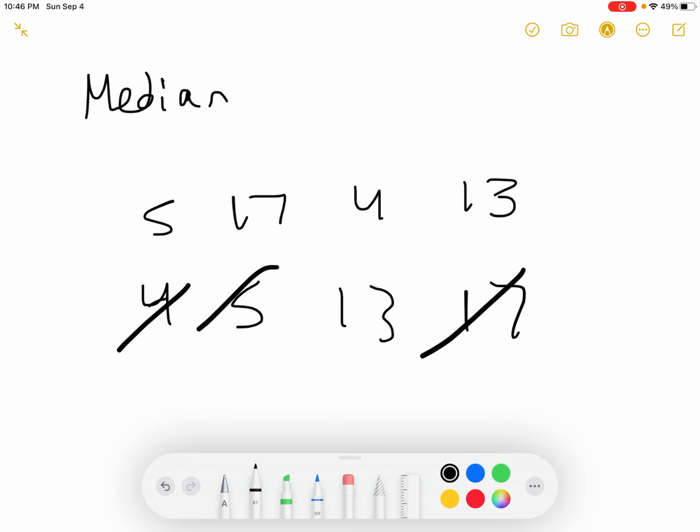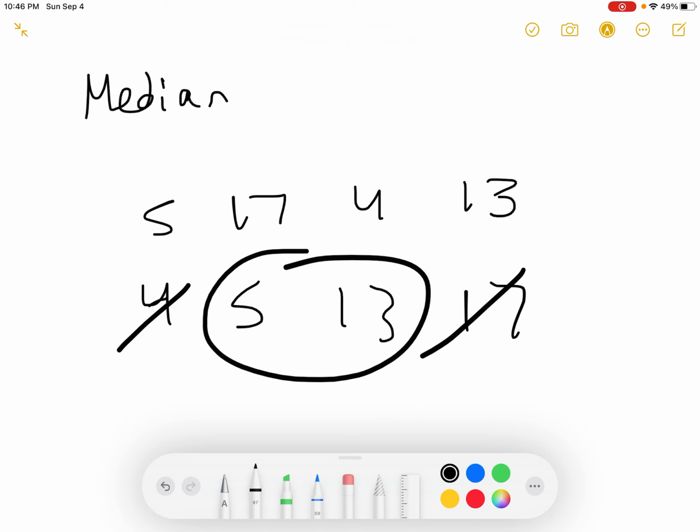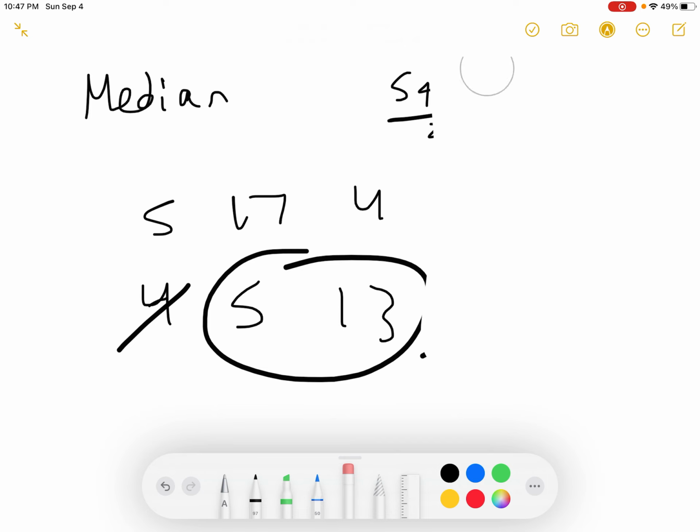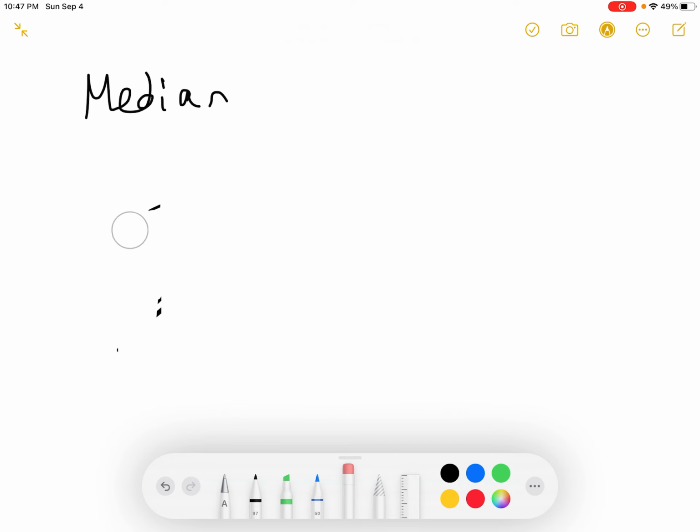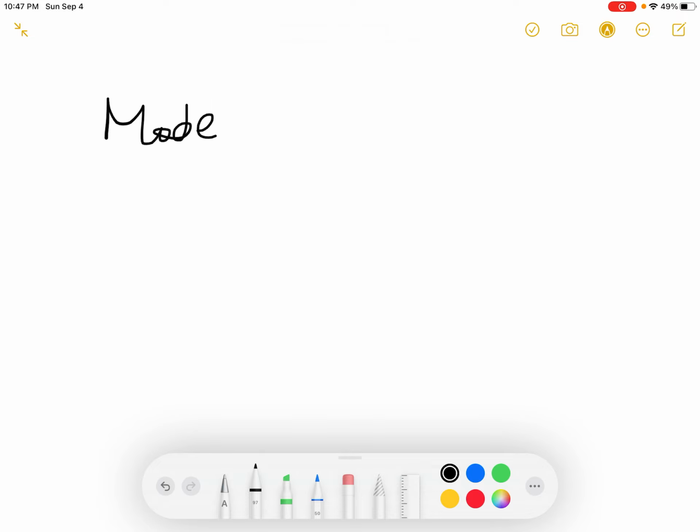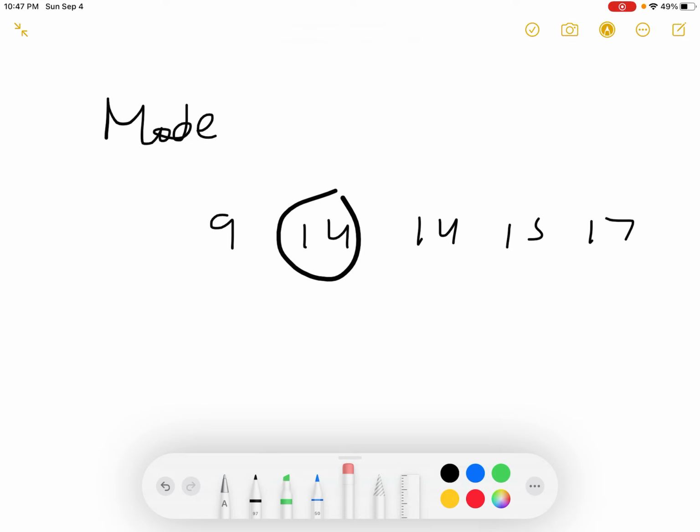So you cross that out and you're like, hey, what do you know? There's nothing there. Well, you have to figure out the average of that. So basically, you pretty much have to find the mean of those two things. And so you just do that. And that would be 9. Anyways, that's just a coincidence. Okay. So the median can be a decimal number, by the way. Mode, that's probably the easiest one. It's just the most common number. So if you have 9, 14, 15, 17, the mode is 14 because it's the most common thing there is.